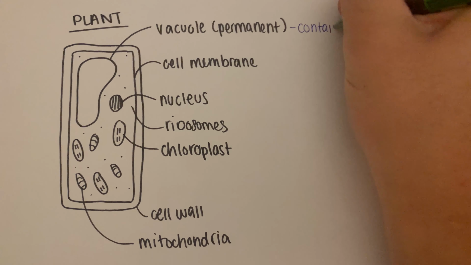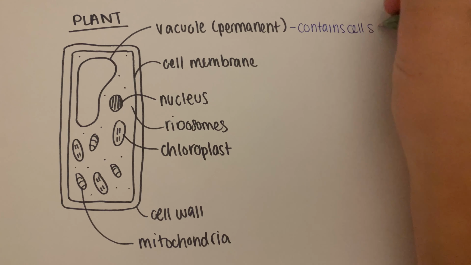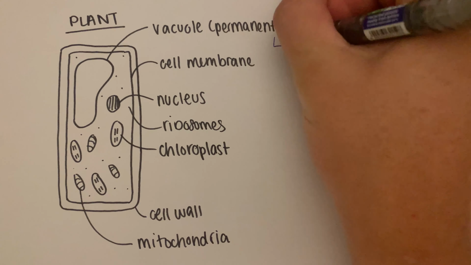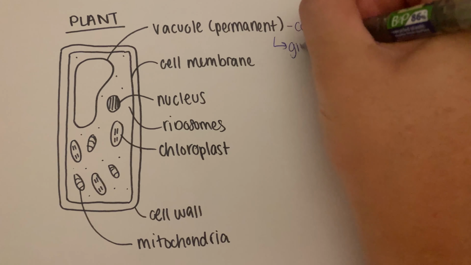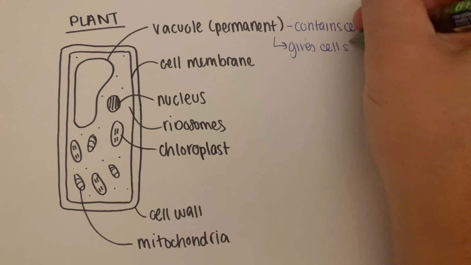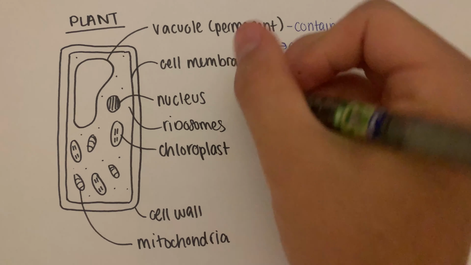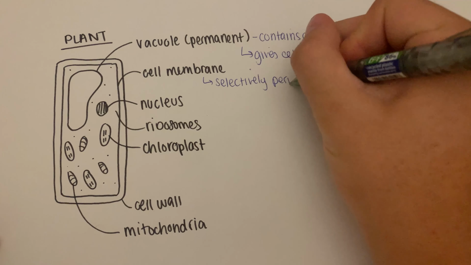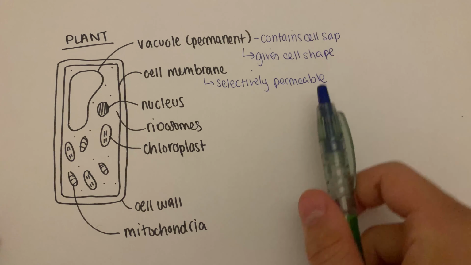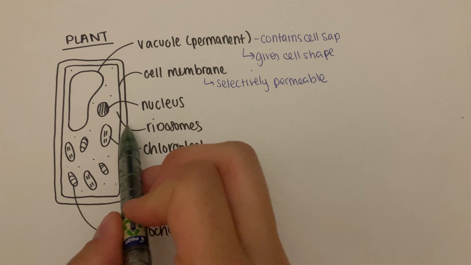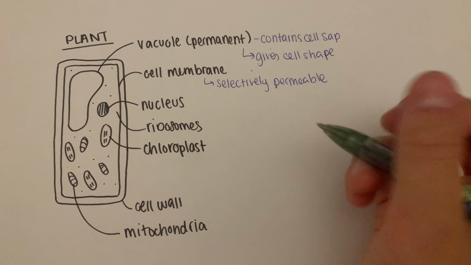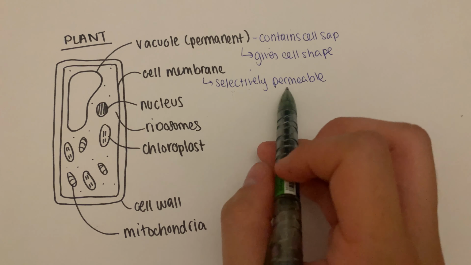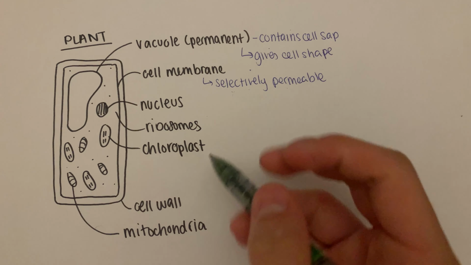This contains cell sap, which is mainly just water. So this big structure here, because it's so large, it gives the cell shape. We also have the cell membrane, which is permeable, which obviously, like I said about the animal cell, it's the exact same. It controls what enters and leaves the cell. It's selective, which means it controls different things. And it's permeable, which means what can go in and out.